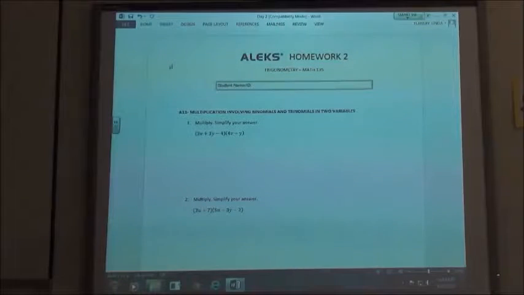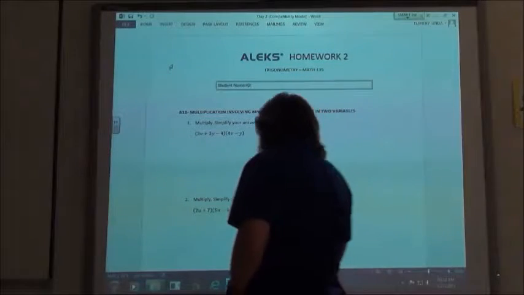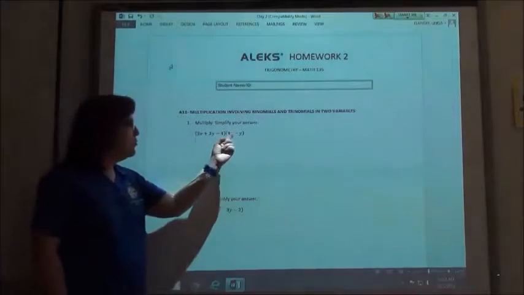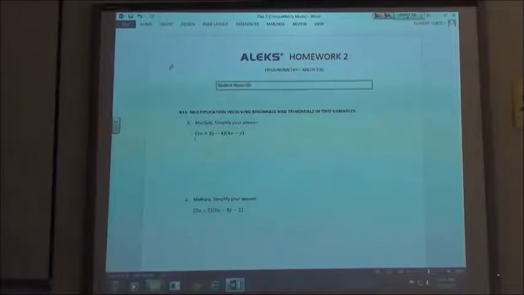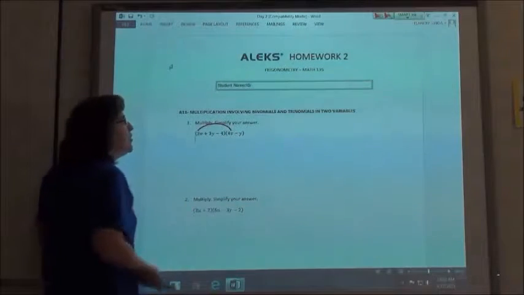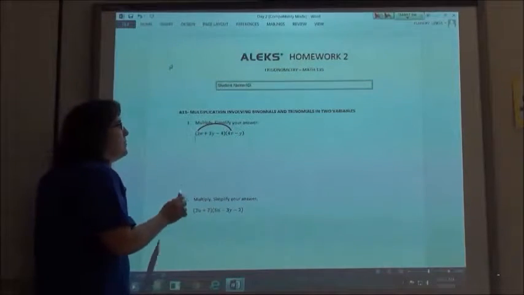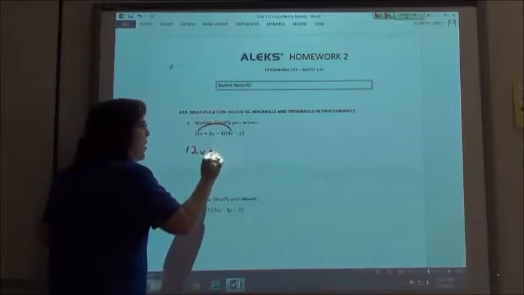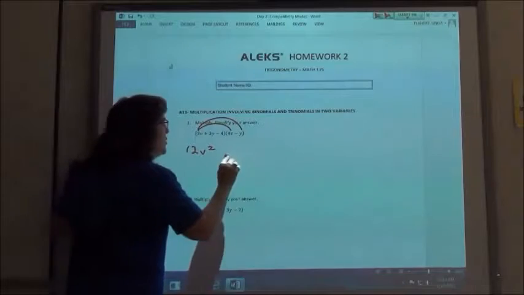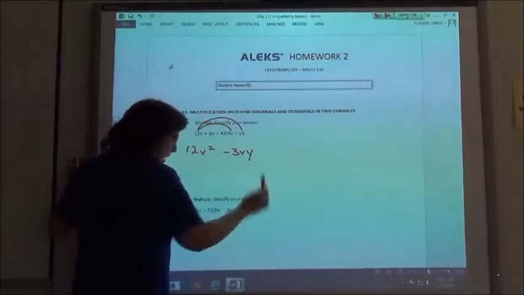All right, trig homework 2 starts off with multiplying involving binomials and trinomials in two variables. Some may have two terms, some may have three terms. Same kind of thing as we did when we did our foiling. I'm going to start out by taking the 3v times each of those two terms. So 3v times 4v would be 12v squared. Then I'm going to take the 3v times the minus y, so minus 3vy.